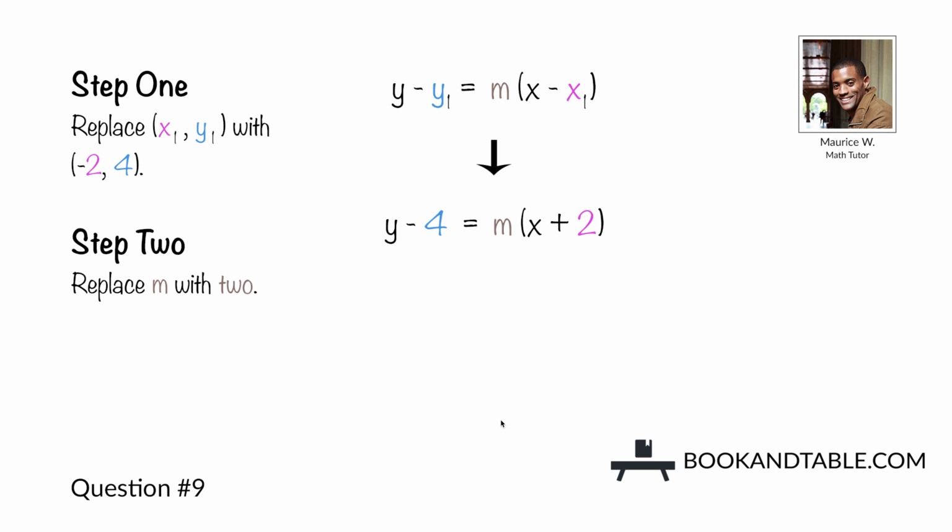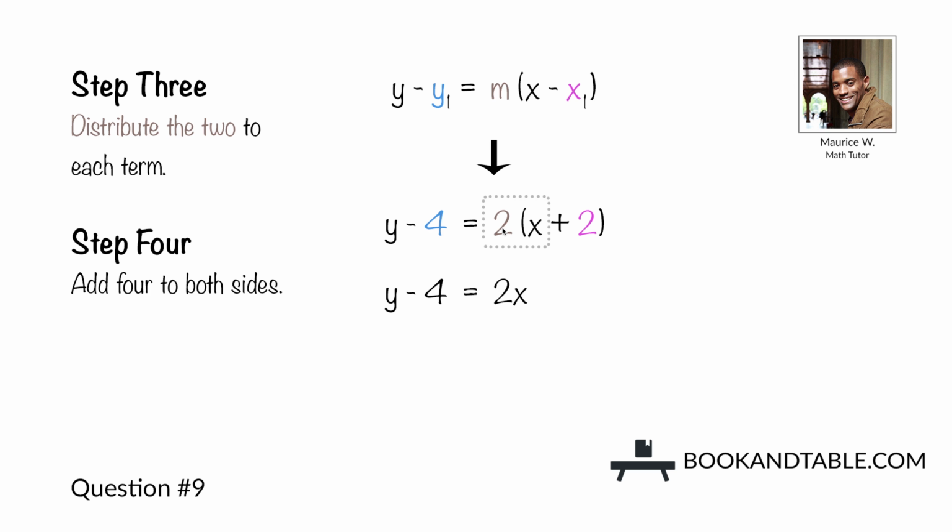Step 1, replace x1 and y1 in the point slope form with the point provided. So you'll replace x1 with -2, and you'll replace y1 with +4. So we get y minus 4 is equal to m times x minus -2, which becomes x plus 2. And now step 2, replace m with our slope 2.